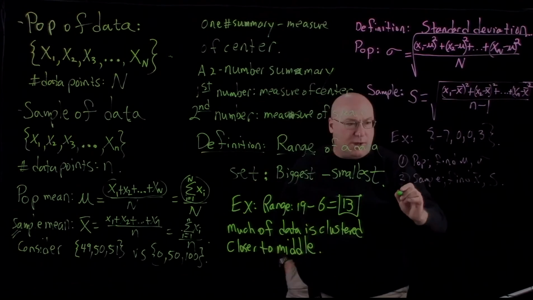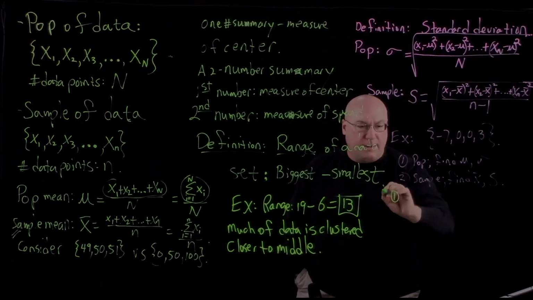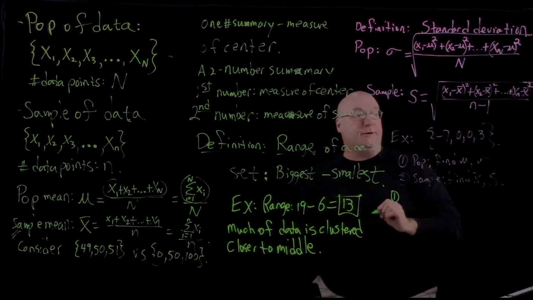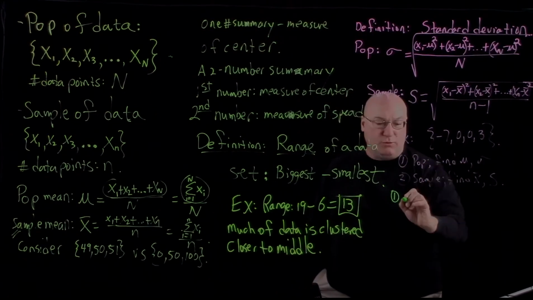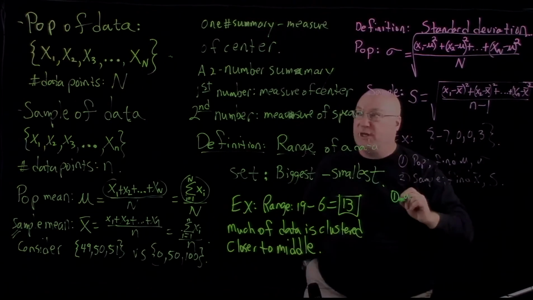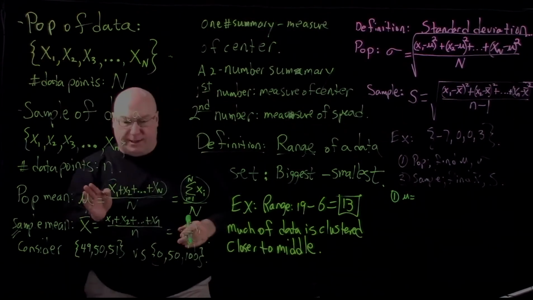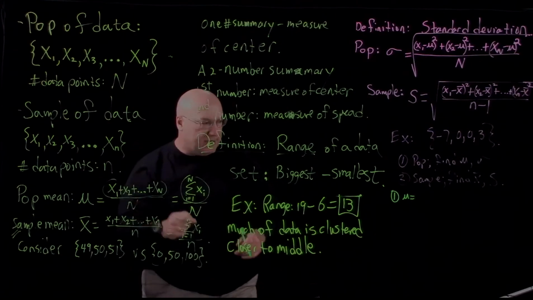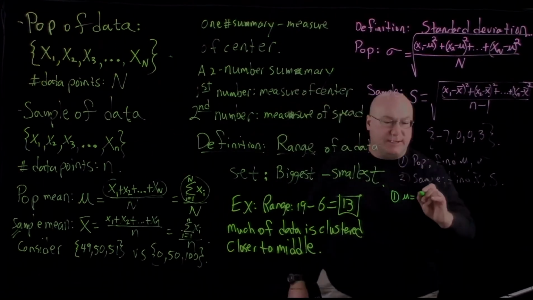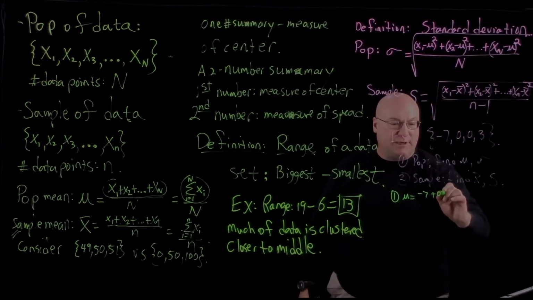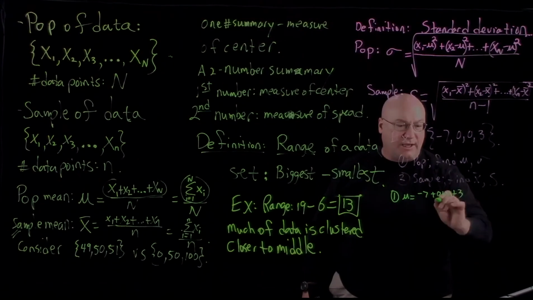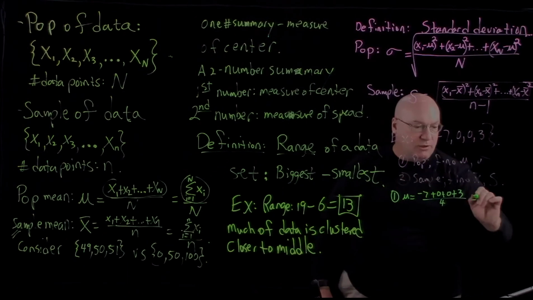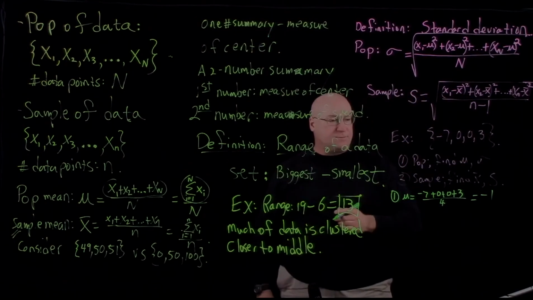Okay, number 1. I think I can get all this in. Mu, we do mu first. Mu is, what is it right here? I add them all up and I divide by the number there are. So I get -7 plus 0 plus 0 plus 3, divide by 4 data points, and you work that out and you get -1.